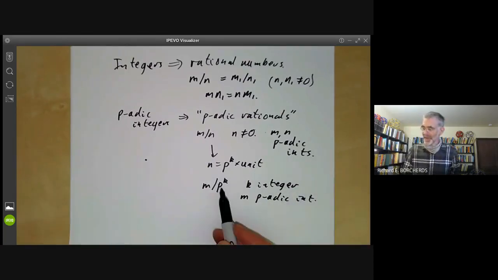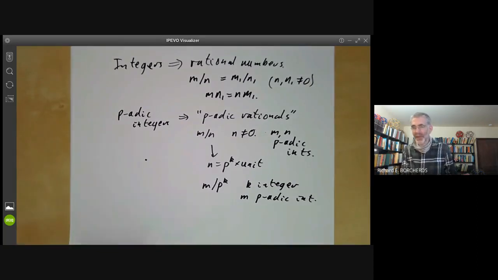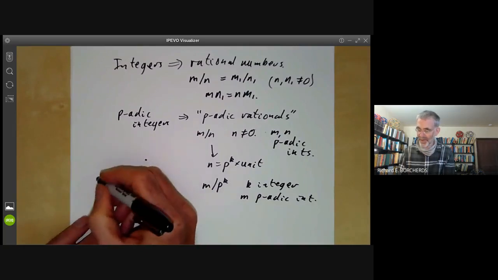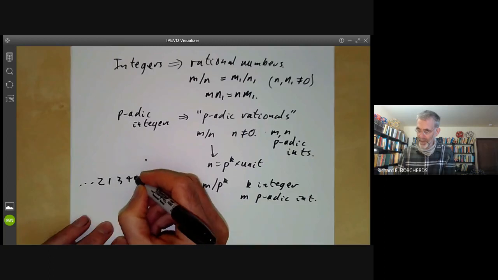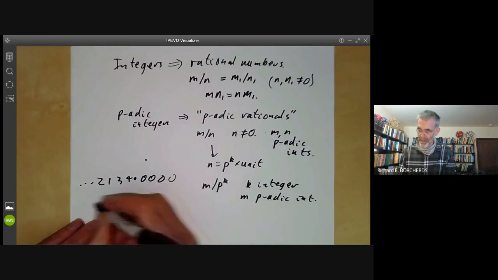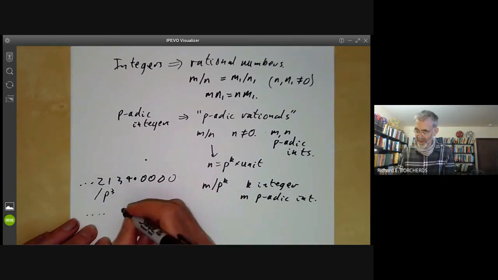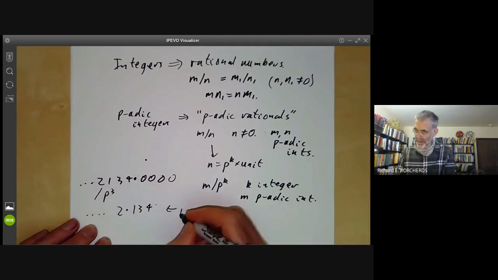Well, it's pretty obvious how we should divide by p to the k. You know, in base 10, if you want to divide by 10, you just shift the number one space to the right. So for p-adic numbers, if we want to divide by p, we just shift the point. So for example, if I've got a p-adic number, something or other, 2134.000, if I want to divide it by p cubed, all I do is shift it, so I get something, something, something, 2.134. This is in base p, of course.